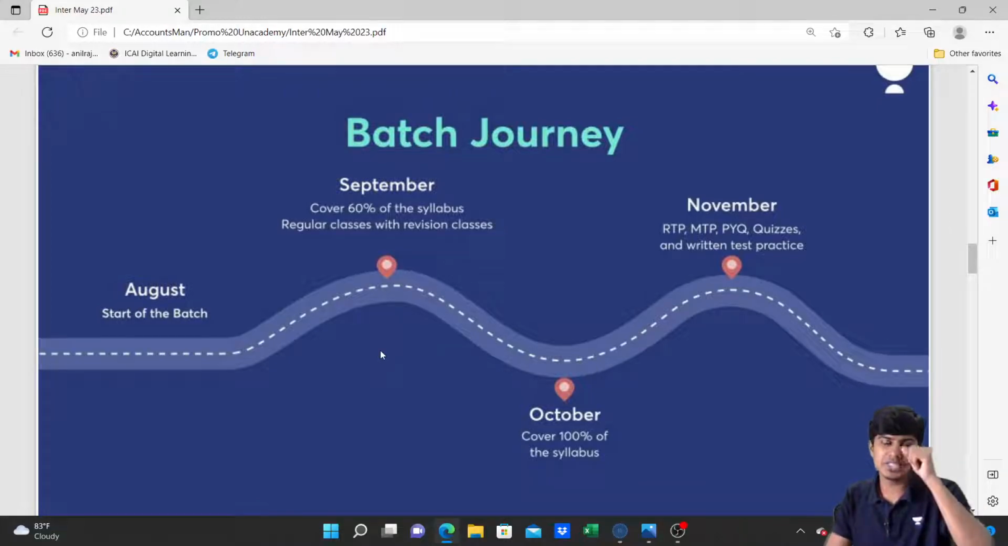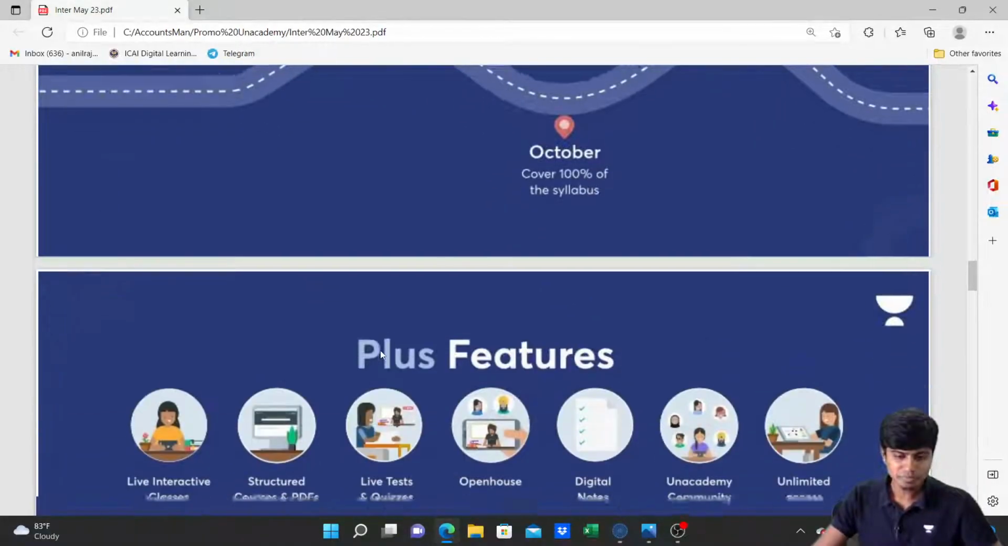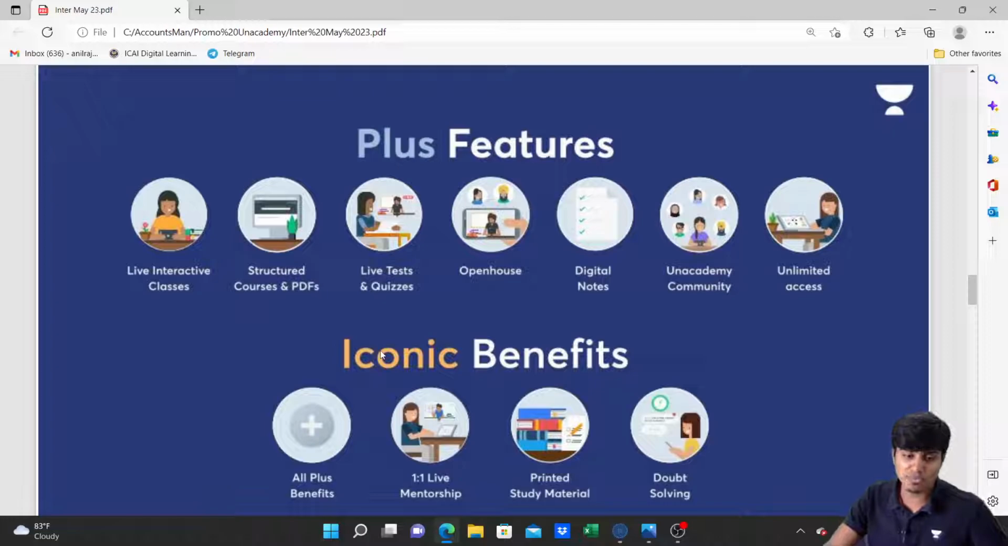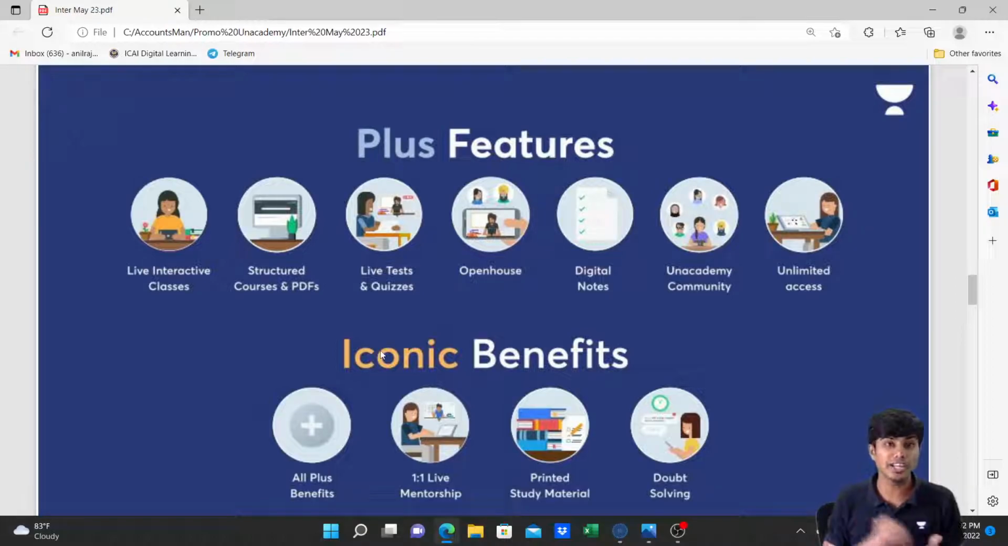And by then we'll be starting with our group 2 classes also. Then you know the features of Plus classes: live interactive classes, structured course PDFs, live tests and quizzes will be there for you. Open house will happen at regular intervals. Digital notes will be shared with you. You get to be part of the Unacademy learning community, with unlimited access to all of these features throughout your subscription period.